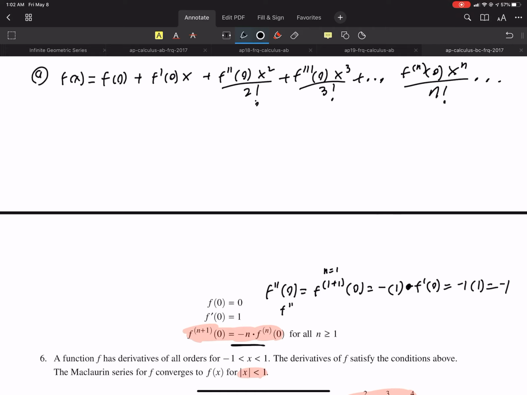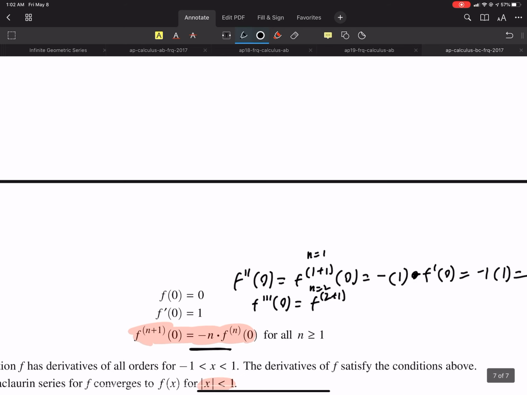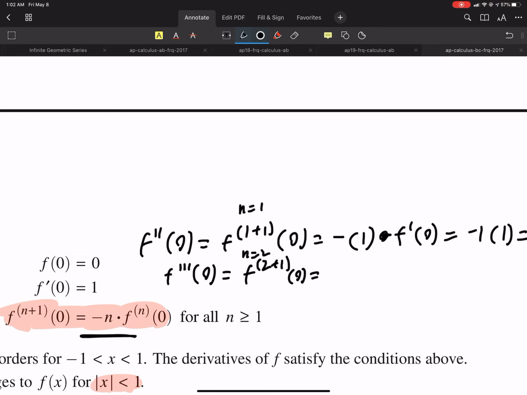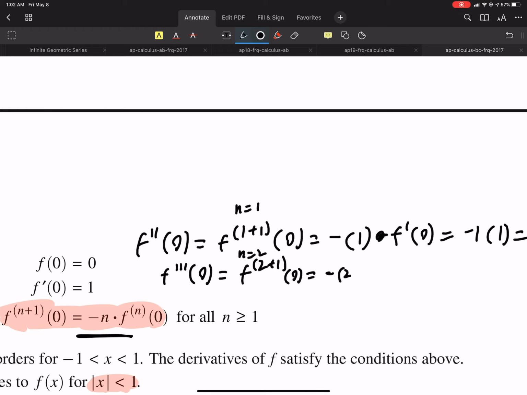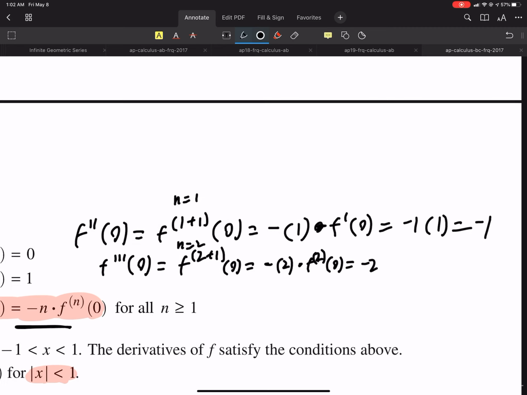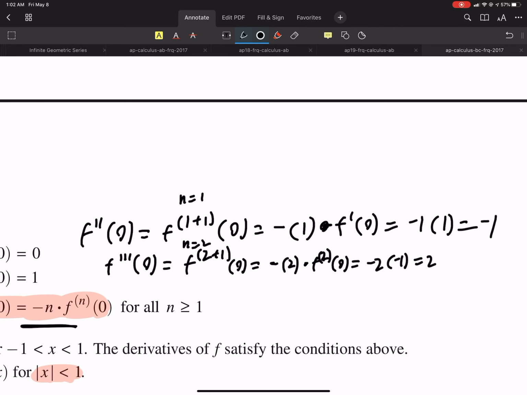Now we need f triple prime of 0. Well, that's going to be f at 2 plus 1. So here n is 2. I can zoom in and everything will be better. So that's going to be, using that same formula, -2 times the second derivative at 0, and the second derivative at 0 we just got is -1. So that's going to be 2.